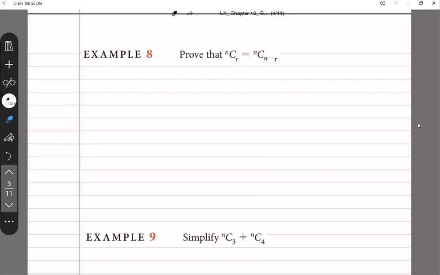All right. Example 8 is asking us to prove that nCr is equal to nC(n minus r). So we're being asked to prove that nCr is equal to nC(n minus r). Now, first of all, nCr is equal to n factorial over (n minus r) factorial r factorial.